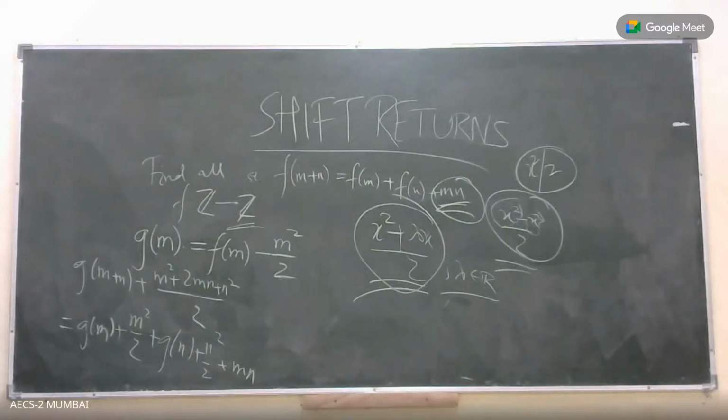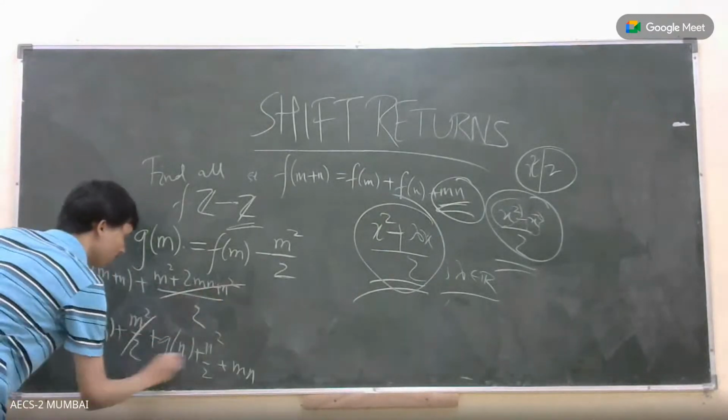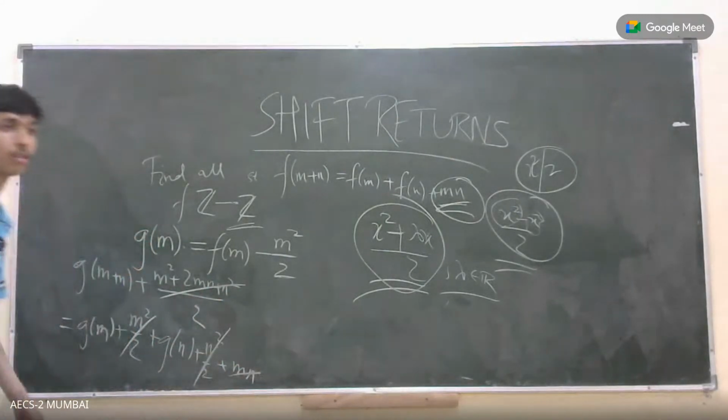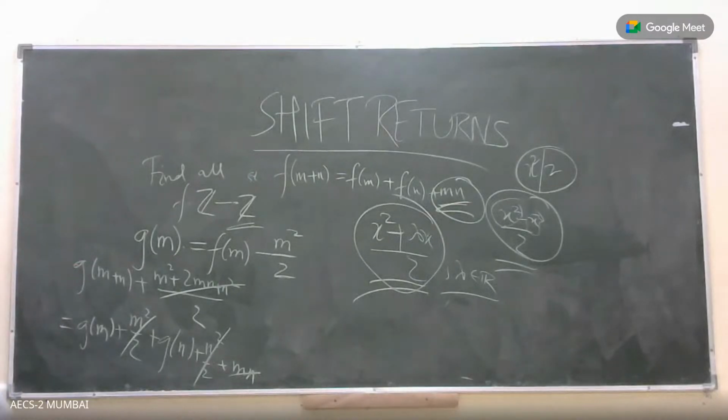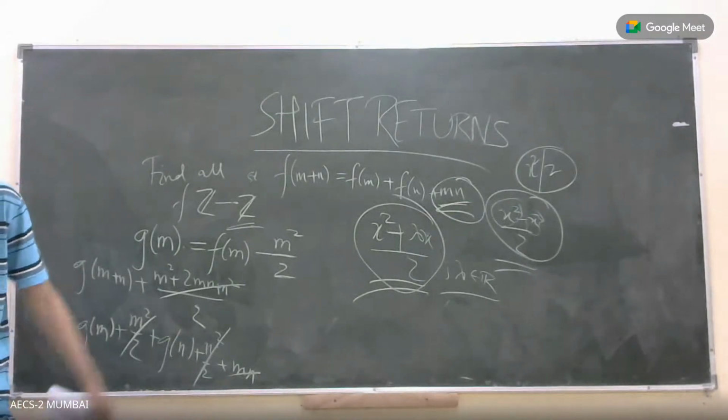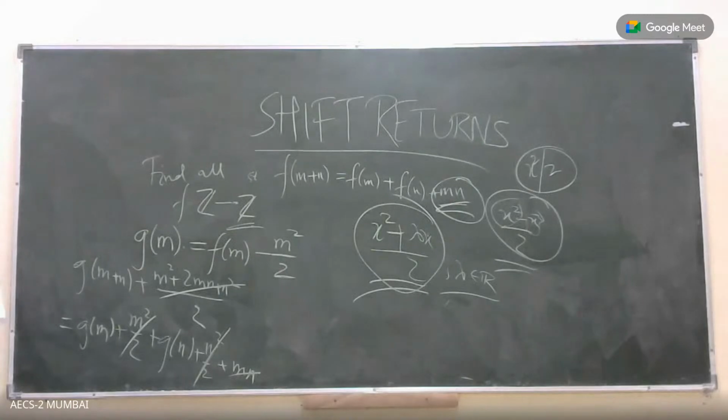Is everyone with me? What do you get? N by 2 plus n by 2. You can just cancel this guy. What do you get? G satisfies the Cauchy's equation.